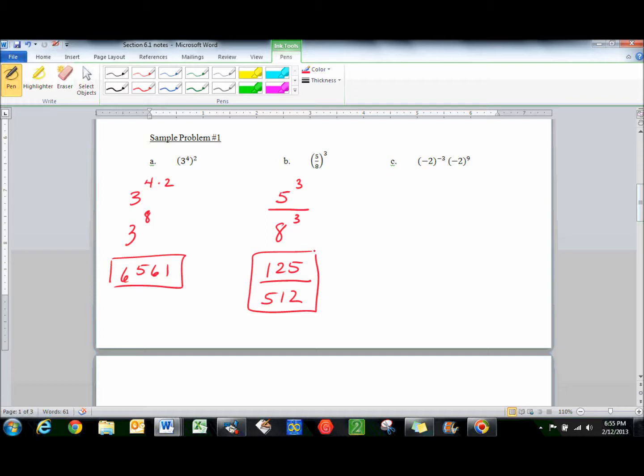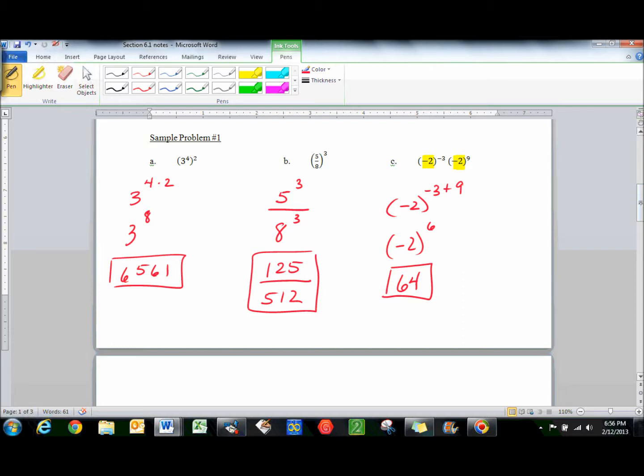Lastly, we have a multiplication problem that has the same base, and although this base is a -2, it is the same in both cases, so we can actually add together the exponents. So -2 in parentheses, and we're going to add the -3 plus the 9, which gives us -2 to the 6th power. And if I use my calculator correctly and keep that -2 in parentheses, the final answer would be 64. So, very important that you know how to use your calculator in raising powers and using the caret sign to get your final answers.